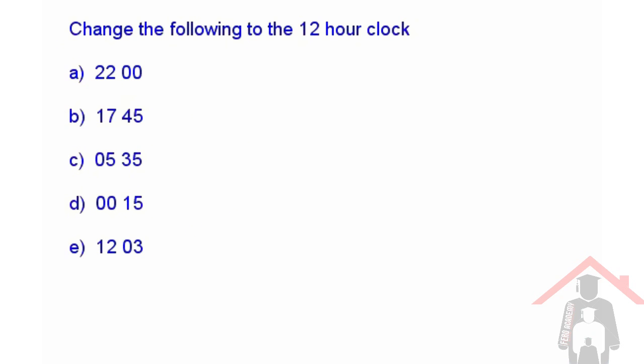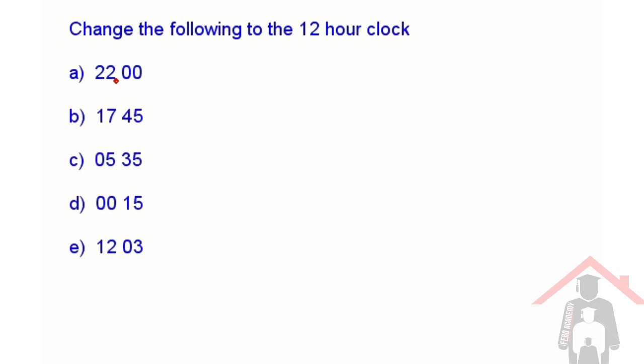Here are some more questions for you. This time you need to remember that if this number here is more than 12, you take 12 off it and write PM. If this number is less than 12, you write it as AM. Press pause and have a go at them. When you're ready for the answers, press play.